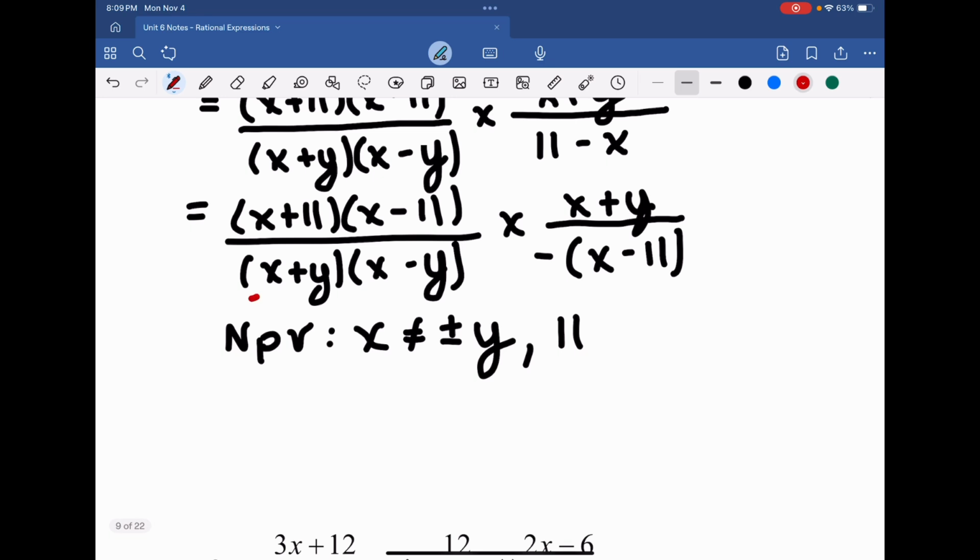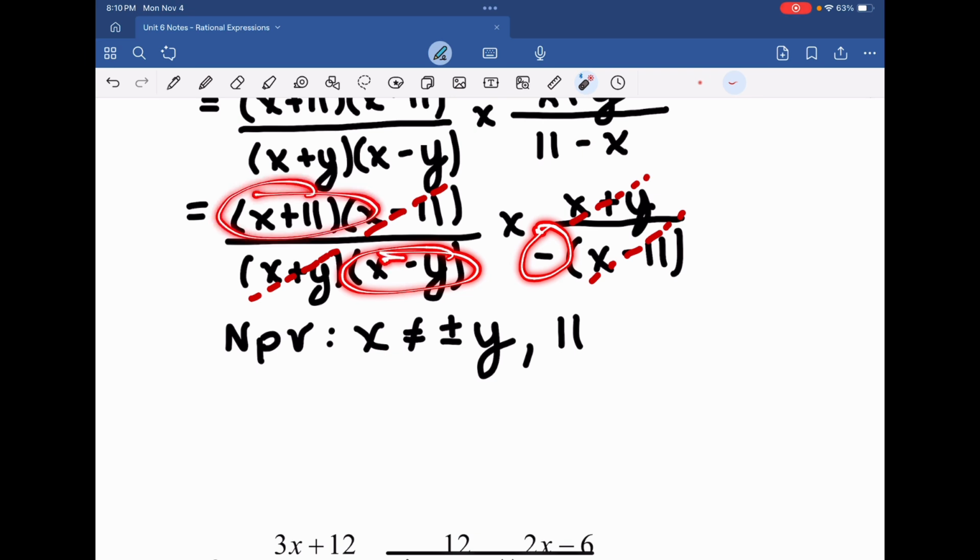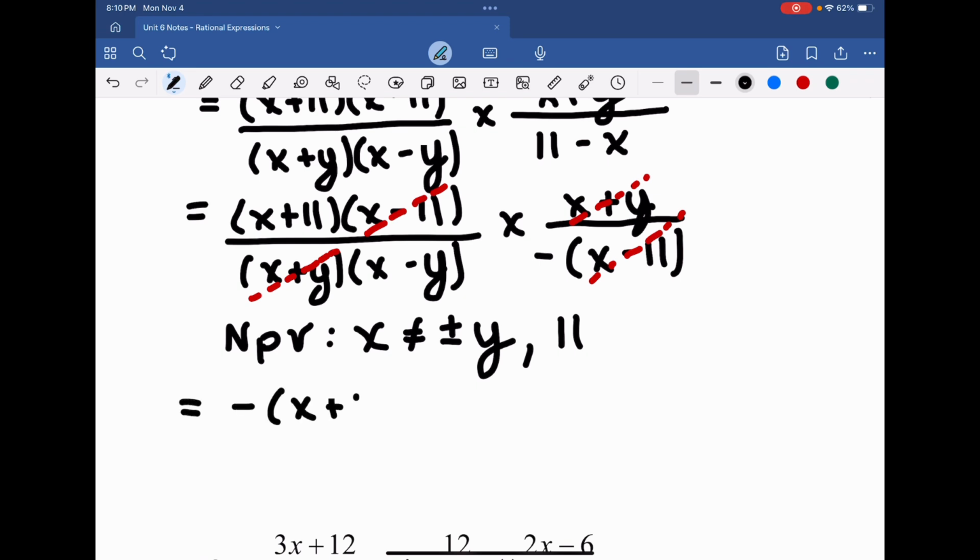Let's make sure we cancel out the terms we can. Our x plus y is gone. Our x minus 11 is gone. So let's make sure that those are all gone. What we're left with is a negative 1 here, an x minus y in the denominator here, and an x plus 11 here. So we could write our final solution as the following. Once we've canceled, this is going to be equal to, we can write it as negative x plus 11, all divided by the x minus y in the denominator. And realistically, we don't need those brackets if we didn't want to, but I like having them in here.